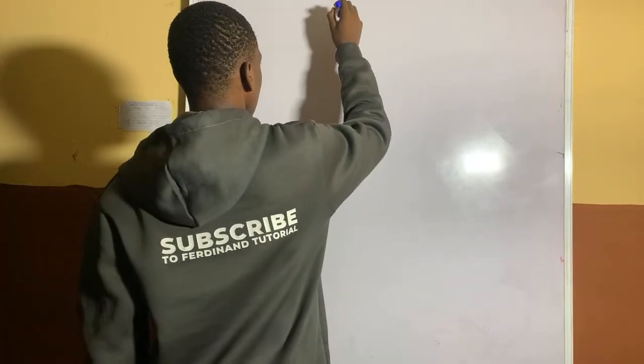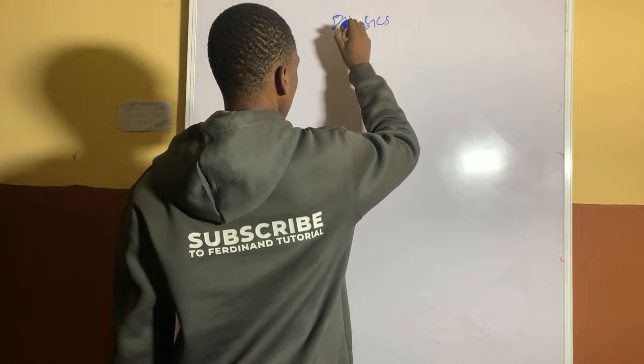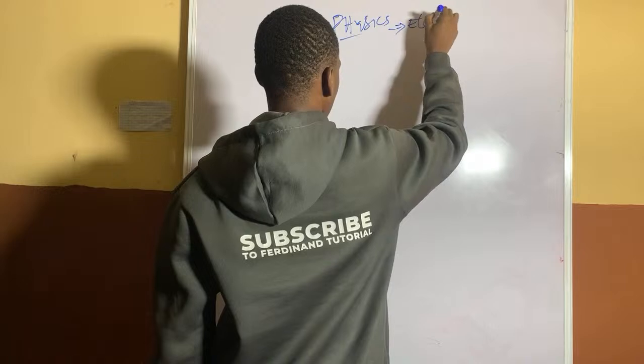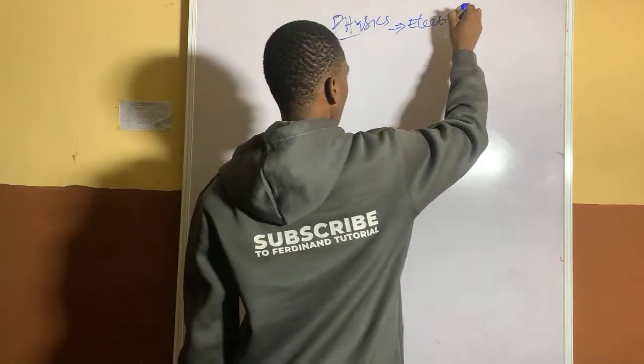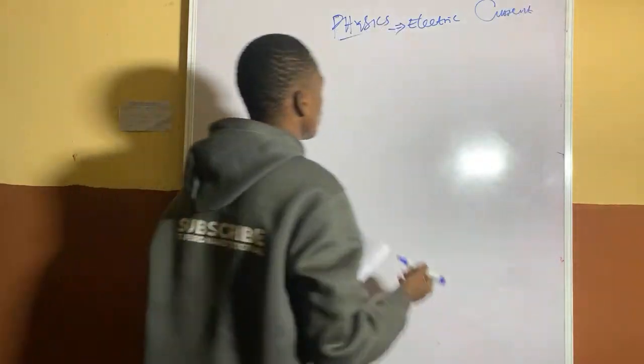Okay, we're still talking about physics. In this scenario now, we're going to be looking at what? Electric current. We're done with electric field, now electric current. So any questions you see?